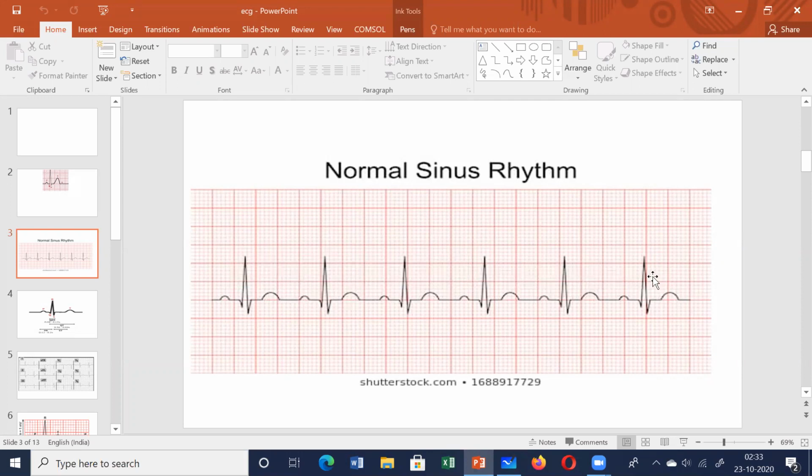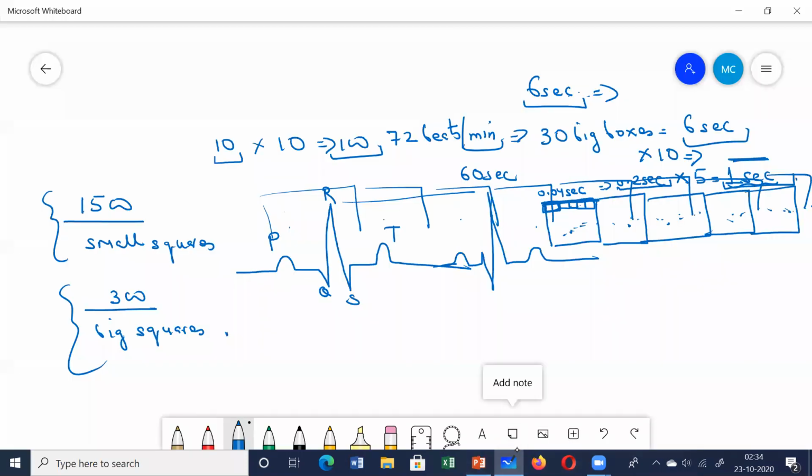And what do you understand by irregular? There are 2 types of irregular rhythm: one is regularly irregular, and the other is irregularly irregular. Irregularly irregular means it's a completely irregular rhythm. I'll show you here.